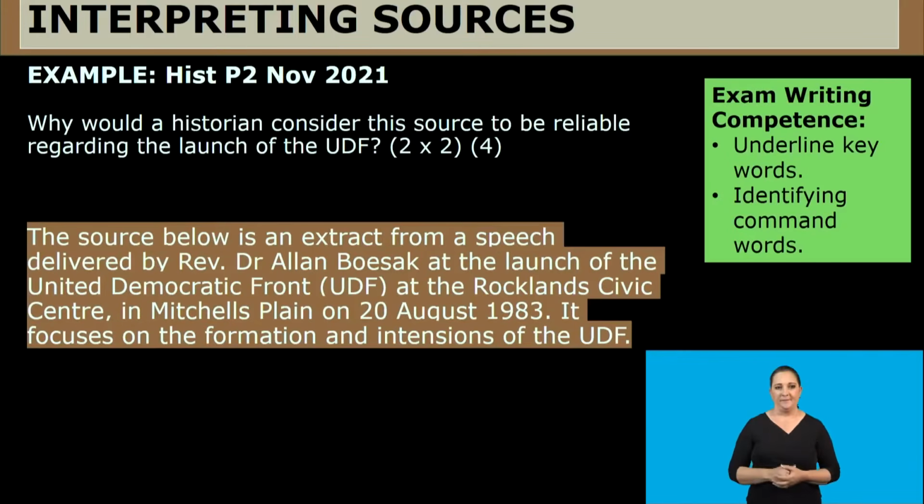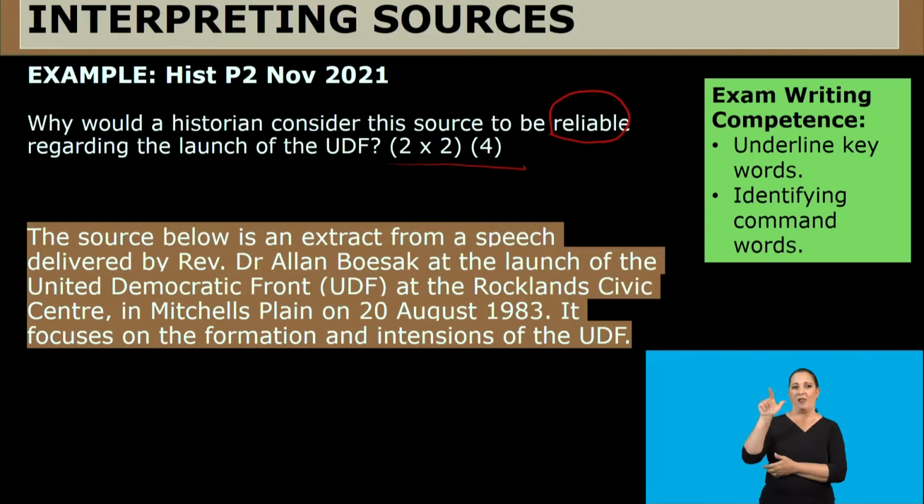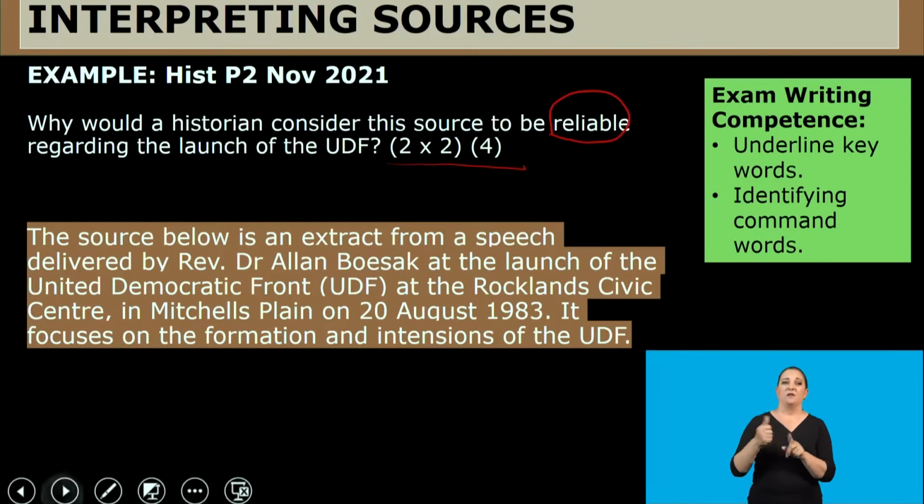Now, another example is, why would a historian consider this source to be reliable? So this speaks to evaluating sources regarding the launch of the UDF. Again, you have to give 2 points because it says 2 times 2 equals 4. The source below is an extract from a speech delivered by Reverend Dr. Allan Boesak at the launch of the United Democratic Front, UDF, at the Rocklands Civic Center in Mitchell's Plain on 20 August 1983. It focuses on the formation and intentions of the UDF.